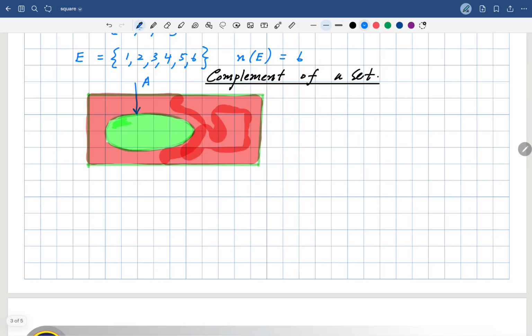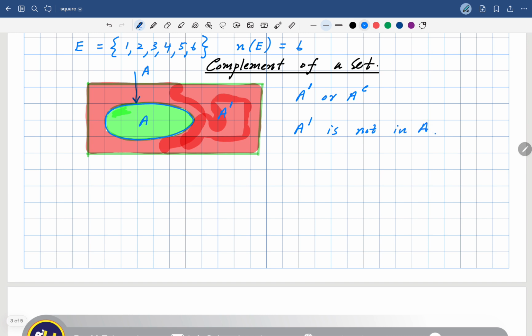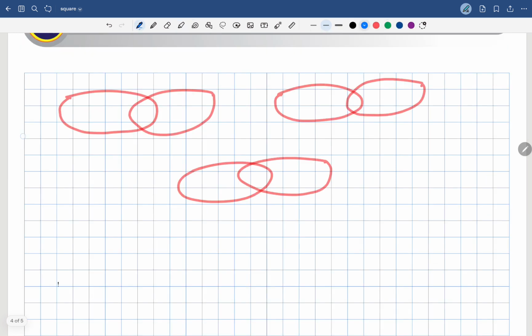Okay, so now we will try to understand the complement of a set. So set A is what you can see in the green color island, the one which I'm showing you. So this is A. If that is A, the complement of A is written as A prime or sometimes A C. So that would be the outside one, the reddish color one, A C or A prime. So that's the complement. So the complement is not in A. So that's all about the complement. Okay, so now let's try to understand.